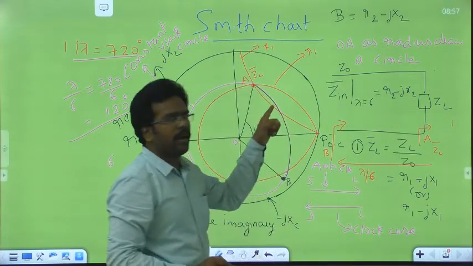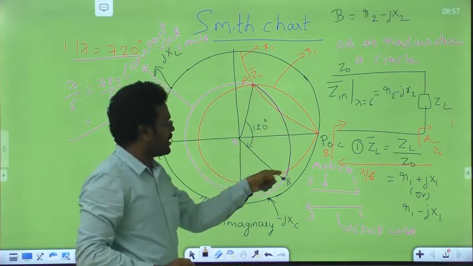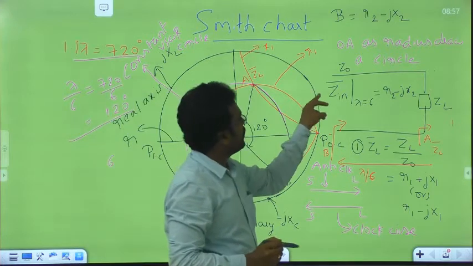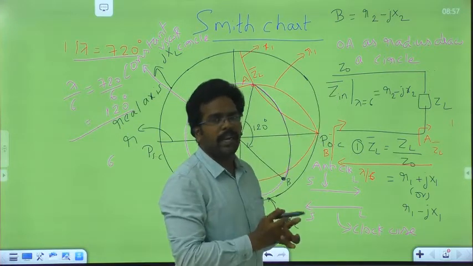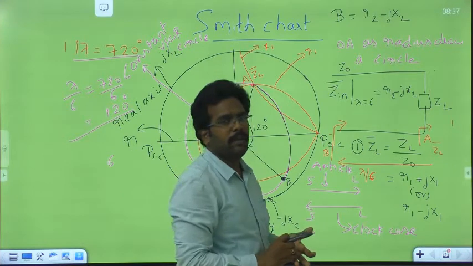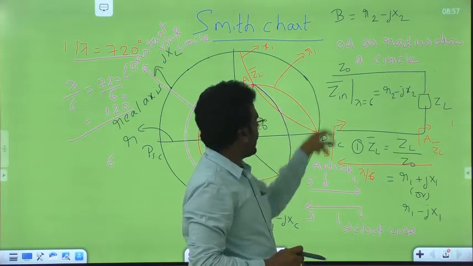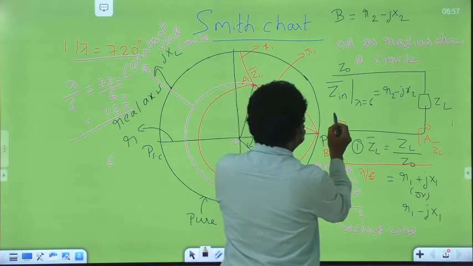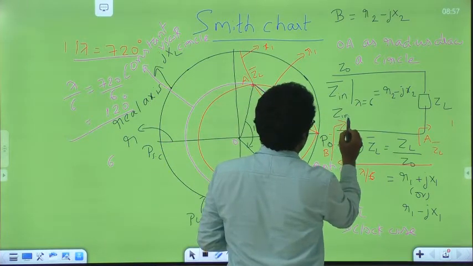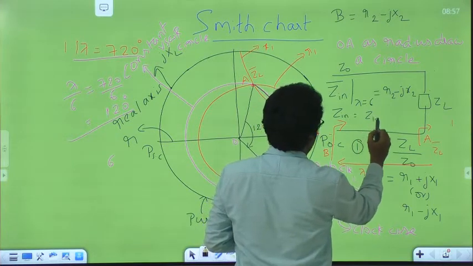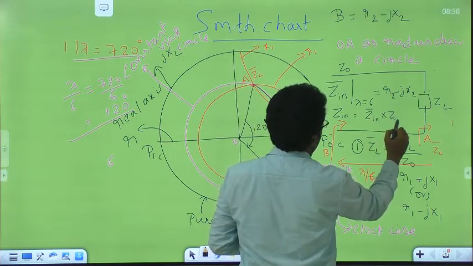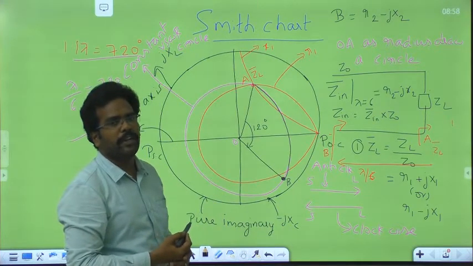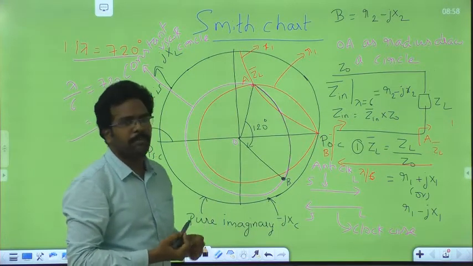So why am I taking bar here? Because whatever points we are getting on the Smith chart are all normalized values, therefore you should write it as bar. Bar indicates it is a normalized value. Therefore, the input impedance at this B point is that much value. Now, how to find the absolute value? Zn is equal to Zn bar into Z naught. It gives the absolute impedance at B point. So this is the third point.